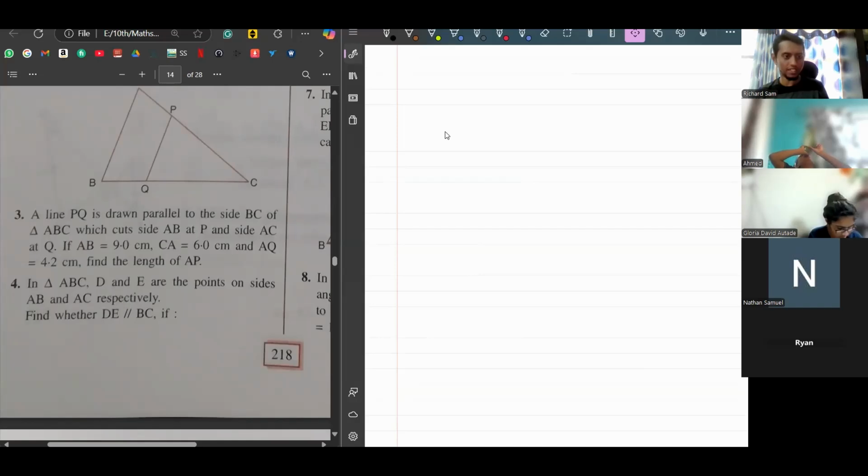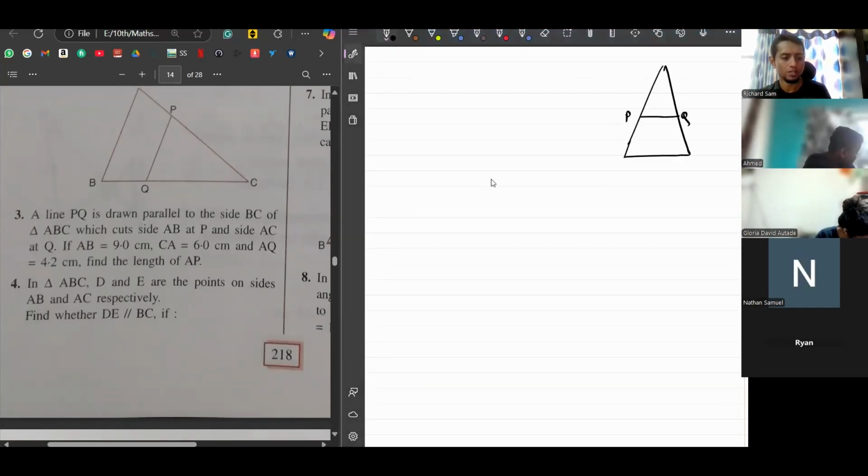So first of all, draw the diagram. The line PQ is drawn parallel to the side BC. Just try to keep the parallel lines parallel to the floor, horizontal. You can draw it like this also. Sometimes the parallel line is parallel to another side, AB or something, but when you draw it this way it is easier to understand. So line PQ is parallel to BC, which cuts side AB at P and AC at Q.